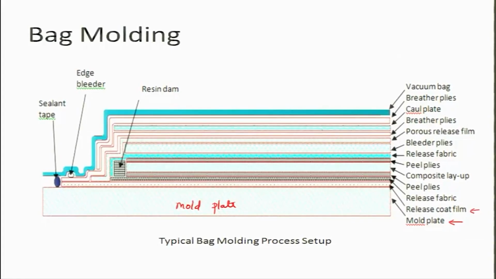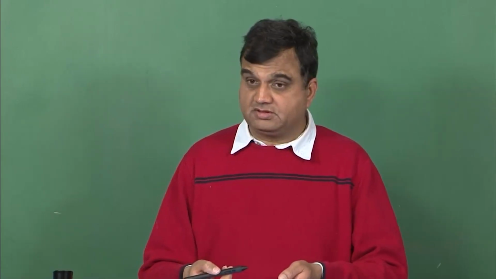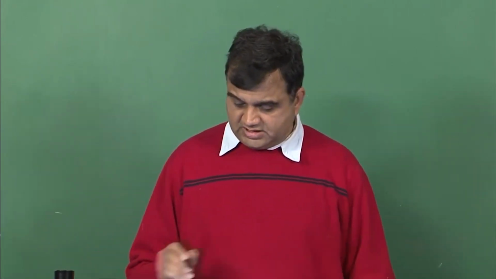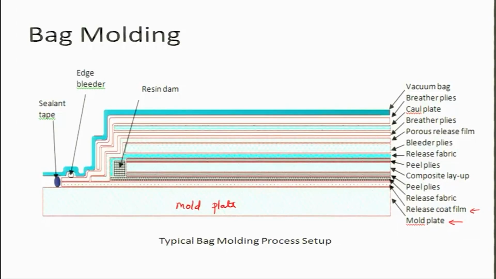So what does this ensure? It ensures that whatever composite is being fabricated, its epoxy does not get bonded to the plate. Otherwise, when I make the next part, the mold plate surface is not good and it will get destroyed, so I have to make another mold plate. That is the purpose of the release film.